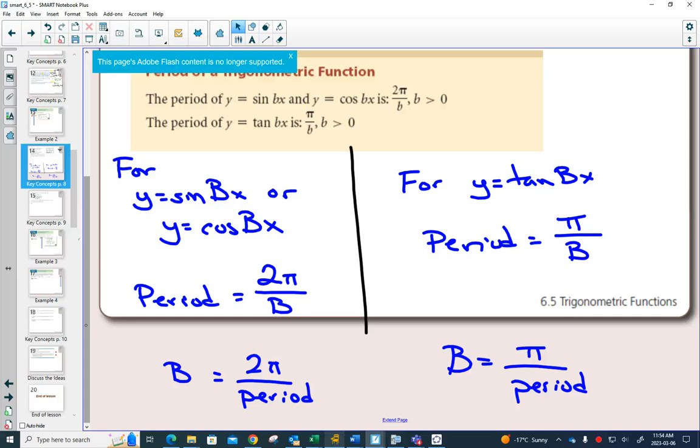Later on in this unit, we're going to have to work backwards and take a graph and write an equation. So rearranging this formula, you can solve for the b value. Your b value is always 2 pi divided by the period. Same thing for tangent, but the tangent graph starts with a period of pi. So the period of a tangent graph will be pi over the b value. And similarly, you can rearrange that formula. Your b value of tangent is pi over your period.